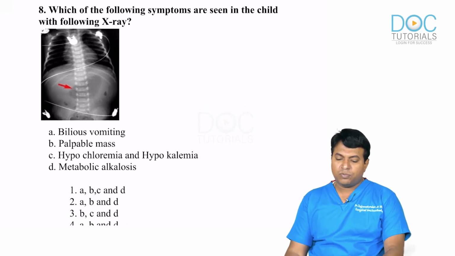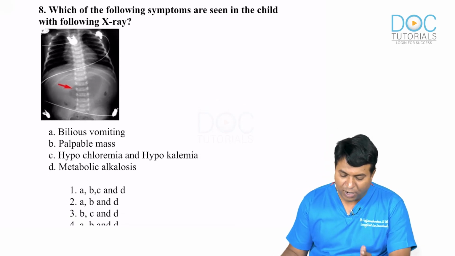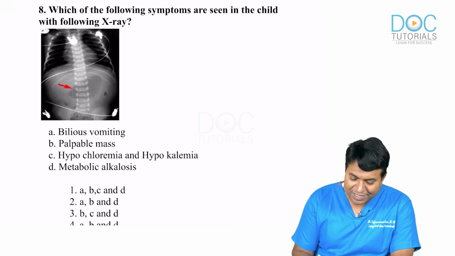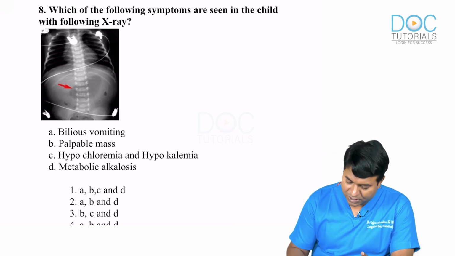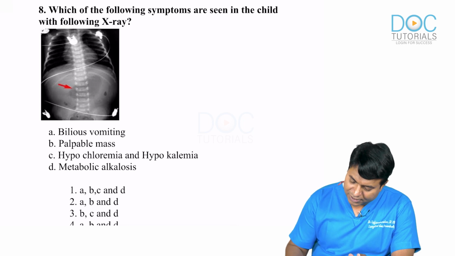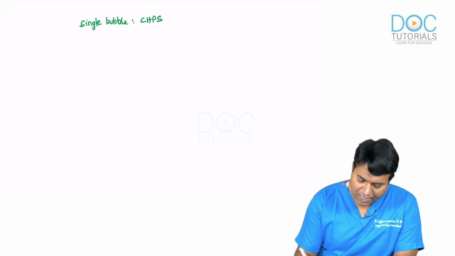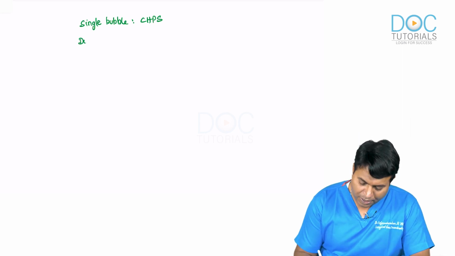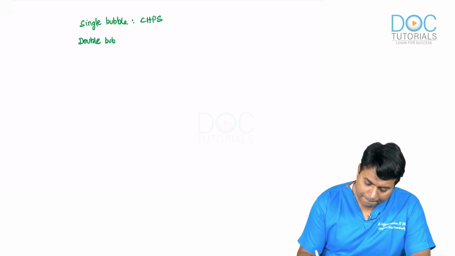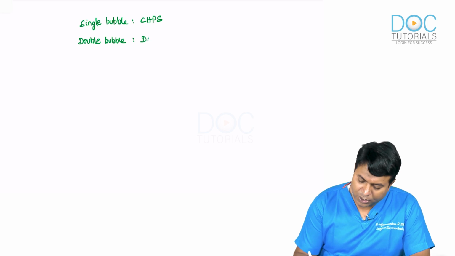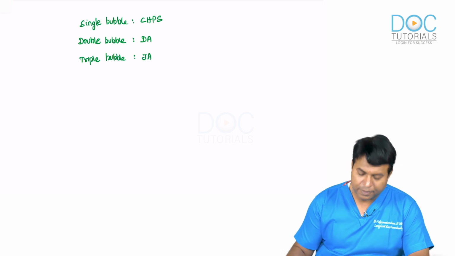So this is a picture. Which of the following findings are seen in the child with the following X-ray? The red arrow is showing a single bubble appearance. Where will you get a single bubble appearance? A newborn baby with a single bubble appearance is seen in congenital hypertrophic pyloric stenosis. Double bubble appearance is seen in duodenal atresia. Triple bubble appearance is seen in jejunal atresia.